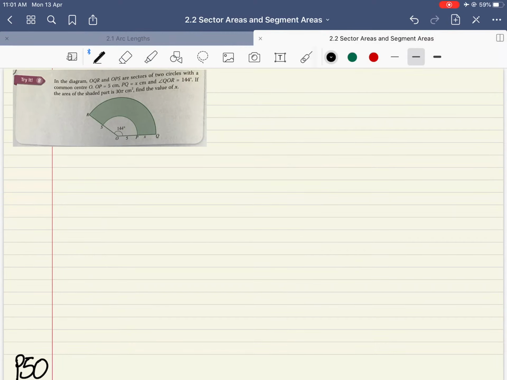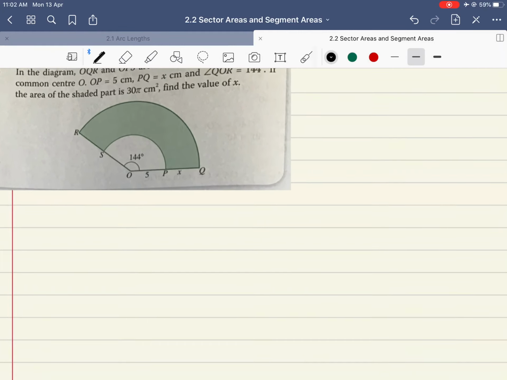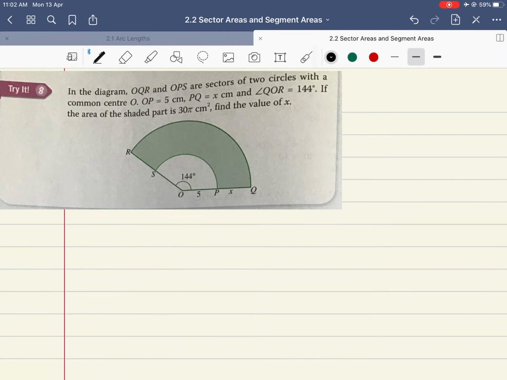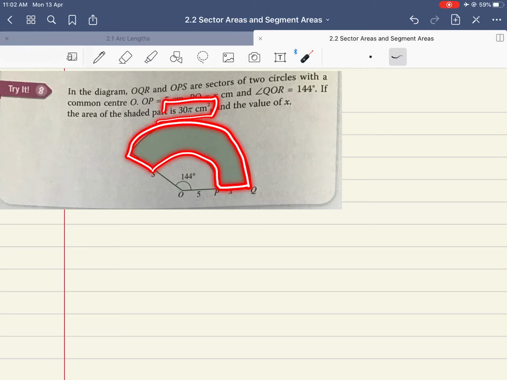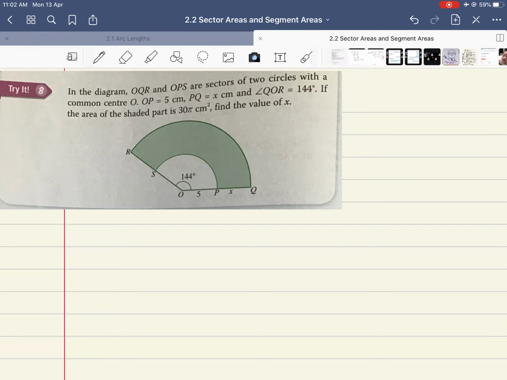Now we're on page 50, which is try 8. So what we want is to find the value of x. So basically what they tell me is this: the area of the shaded part is 30 pi cm squared. So basically this thing over here, which looks like part of a donut or something, is 30 pi cm squared.